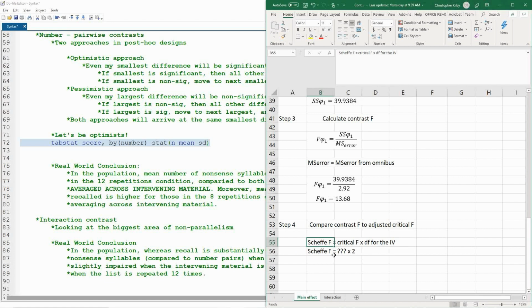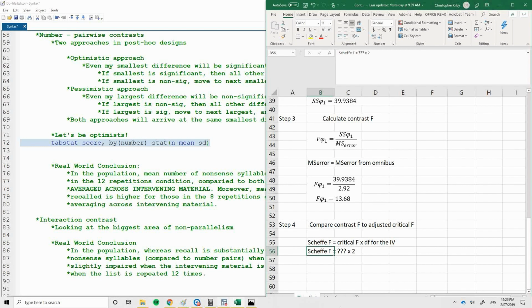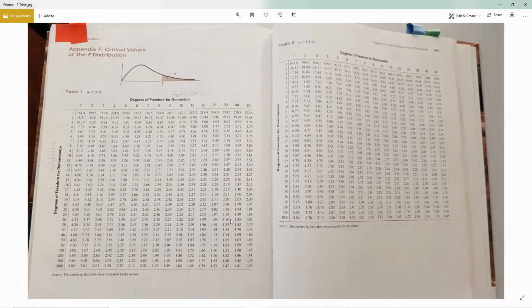So we already know that the degrees of freedom for repetition is 2 because we have 3 levels. 3 minus 1 is 2. So now we need to go find our critical F for the main effect of repetition and multiply it by 2. To do this, we need an F table. Here is one I prepared earlier. This is actually from the textbook that I used when I did this course. You can even see my little sticky tabs and my own writing through this. That's my handwriting to remind myself of what everything was.